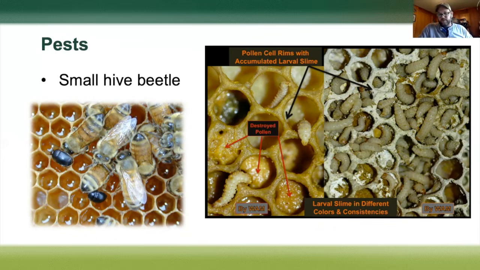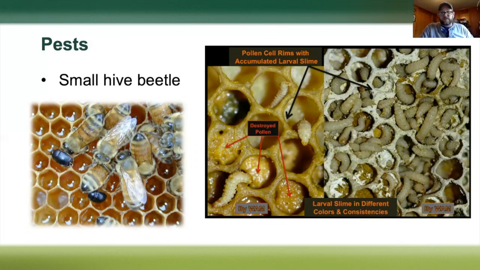So, small hive beetle. Small hive beetles feed on honey, pollen, and brood. They leave deposits of yeast behind, which is what you see here on the right-hand side: these rims just accumulated with this yeasty slime. The larval stage is primarily the damaging stage. You typically see the adult stage scurrying around.